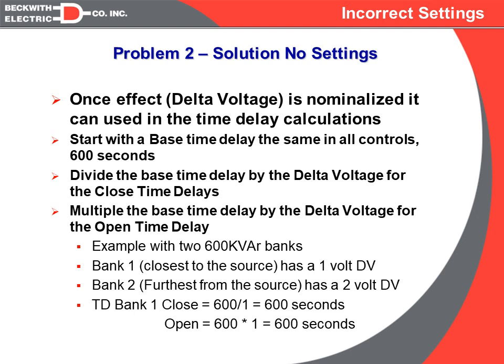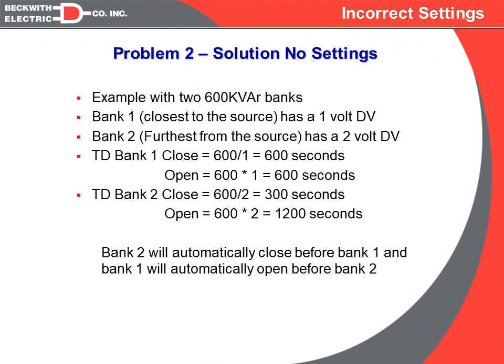So here's an example, and in this example, let's say we have two 600 kVAR cap banks. One of them has a delta voltage of 1 volt, the other 2 volts. If we look at the calculation, the 1 volt, the close time delay would be 600 divided by 1. The open would be 600 multiplied by 1.